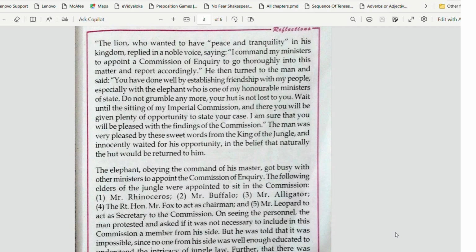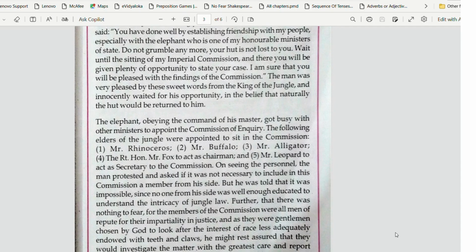What did he reply? That "I command a commission of inquiry to be set up to go into this matter and report accordingly." Again, corruption. You want to have an inquiry done, and who all are there in this inquiry? The rhinoceros, the buffalo, the alligator, the fox, who was the chairman, and the leopard, who was the secretary to the commission. So the man was actually very pleased at the sweet words from the king of the jungle, and he waited for his opportunity in the belief that naturally the hut would be returned to him, because when the commission would be set up and the truth would come out, the king would definitely return the hut to him.